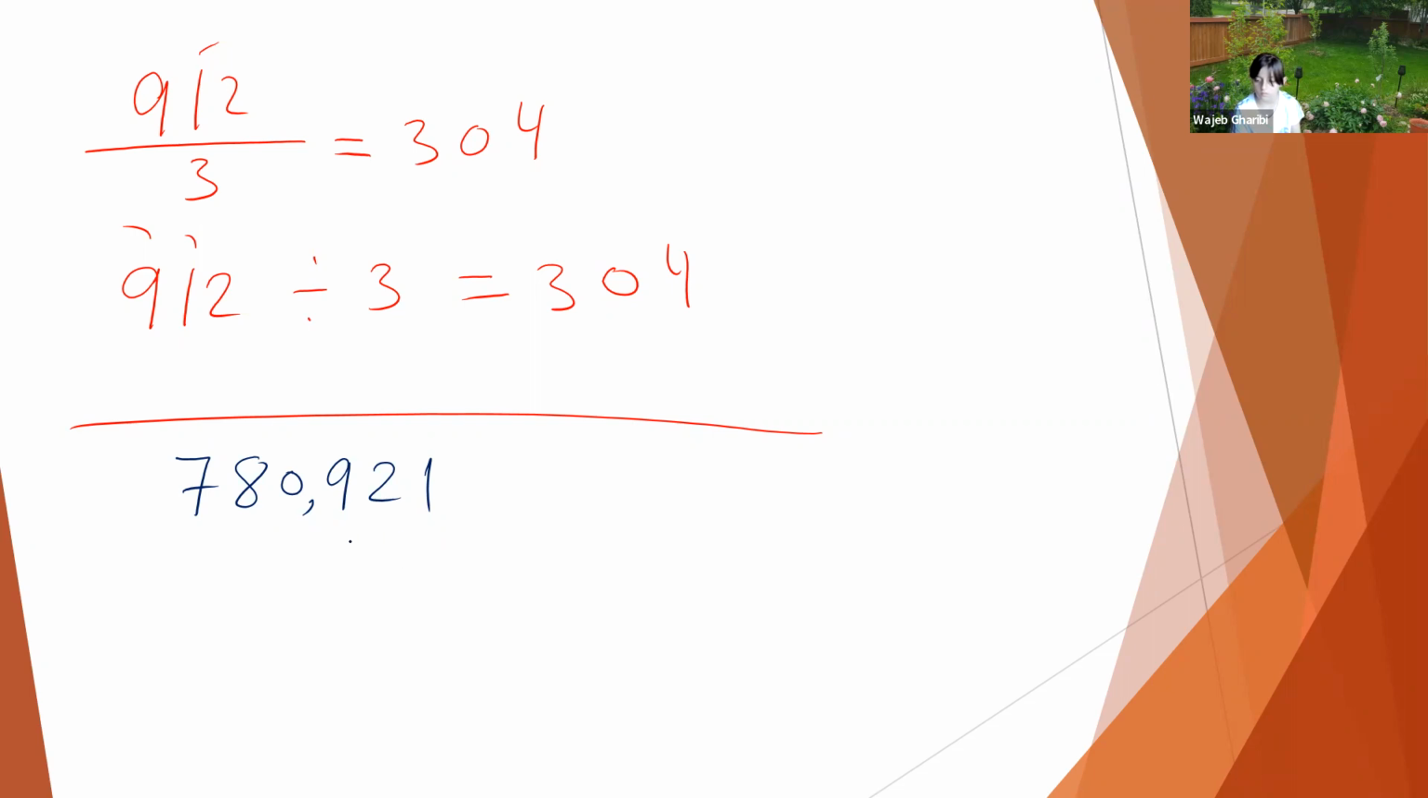We check: 1 plus 2 is 3, plus 9 is 12, plus 0 is 12, plus 8 is 20, plus 7 is 27. This is 27, and again we can apply the rule: 2 plus 7 is 9. 9 is divisible by 3, and 27 is divisible by 3 as well. So yes, it is divisible by 3. That's the idea. It's so easy.